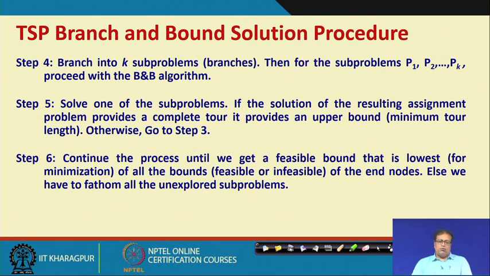What is that? Solve one of the subproblems. If the solution of the resulting assignment problem provides a complete tour, it provides an upper bound; otherwise go to step 3. Really what it means is that the subproblem becomes the minimum tour length. How to know that minimum tour? Basically check all the end nodes, that is our step 6, that it is the lowest of all the bounds of the end nodes. But if it is not, then we have to fathom all the unexplored subproblems. So, those are the steps.